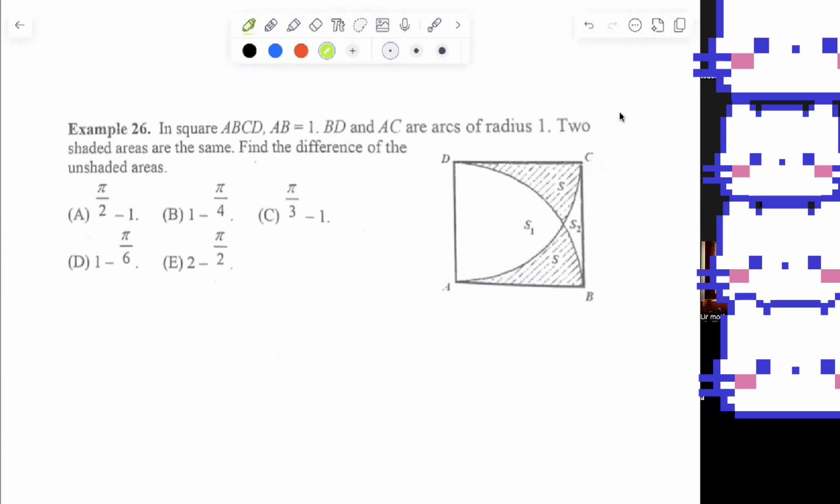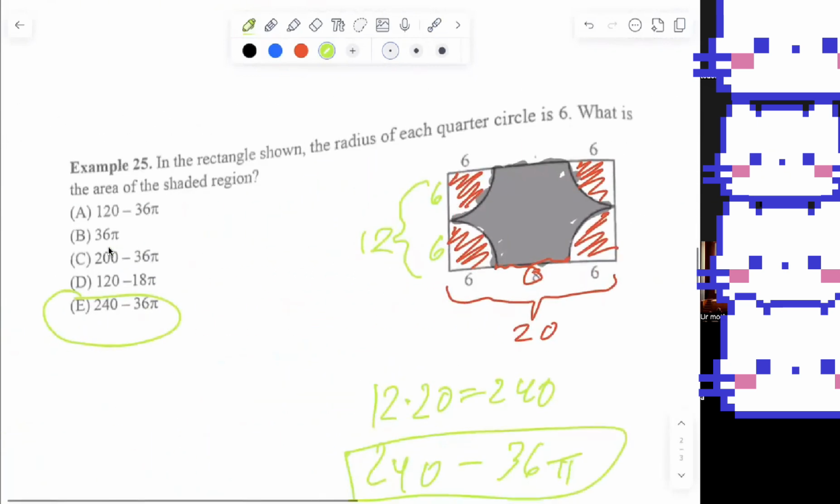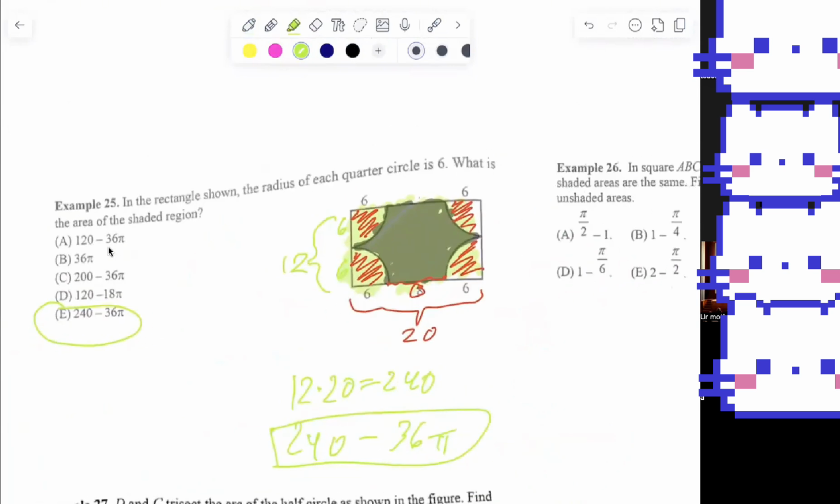So, example 26. Okay, so where's 240? 240 came from the area of this entire shaded region I shaded in green. The entire rectangle came from that. Okay?